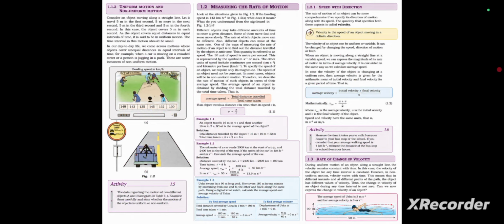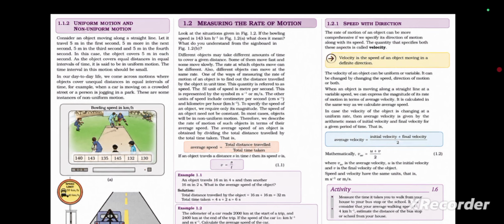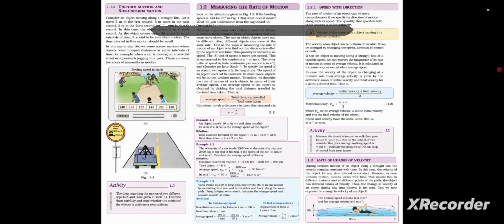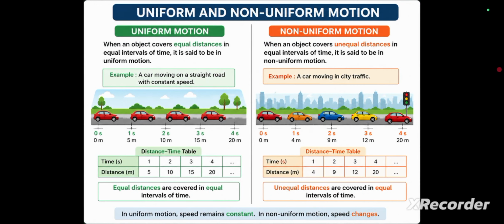Yesterday, we discussed the motion lesson. In this lesson, we learn what motion is and how to describe motion. Today, we are discussing uniform motion and non-uniform motion, measuring the rate of motion, and speed with direction. Now let us start the class. The first topic today is uniform and non-uniform motion.